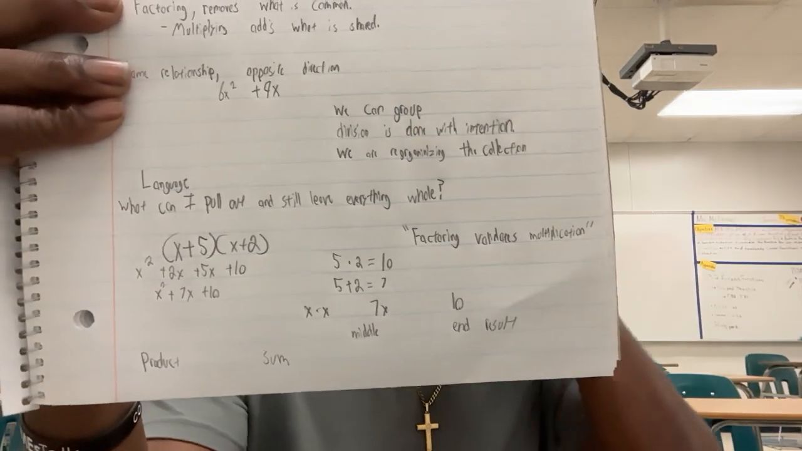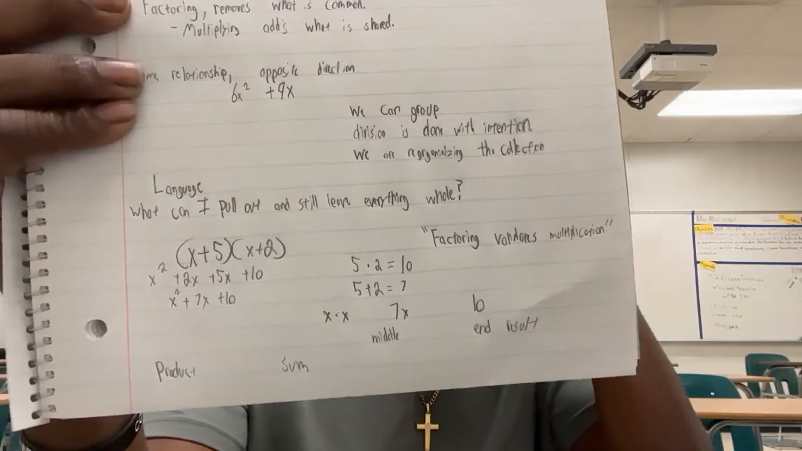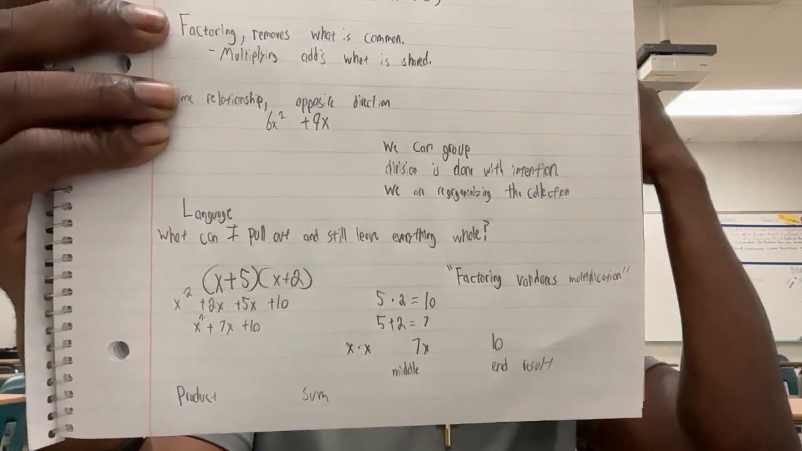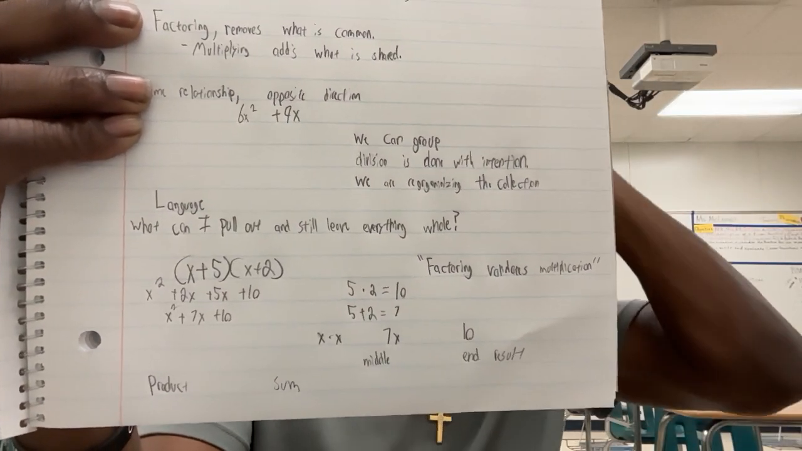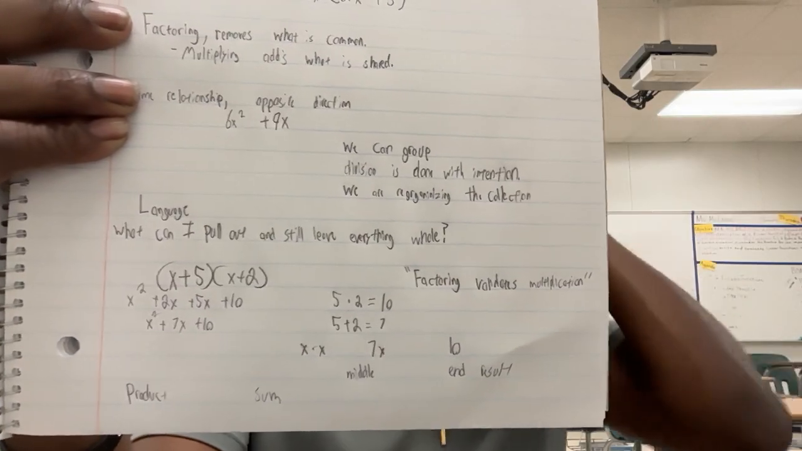Let's write that down. That's a good one. We're going to put that in quotes. "Factoring validates multiplication." For everybody that's tuning along, this is how our notes are looking so far. We've got stuff set up nice and neat, and we can get even more organized.